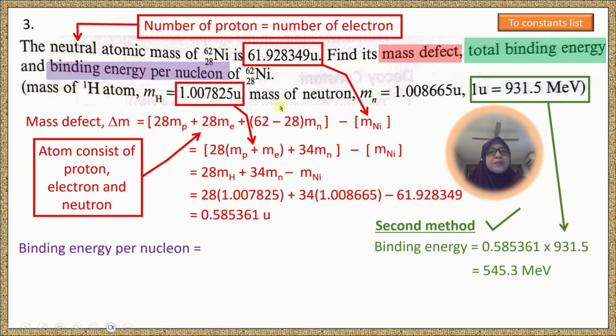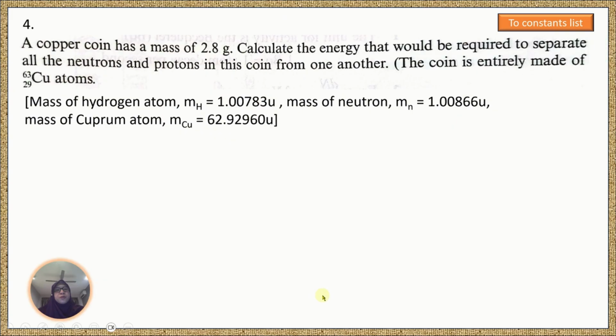So the binding energy per nucleon, this one is for one nucleon. So per nucleon will be 545.3 divided by 62. 62 is the number of nucleons, from the symbol of nickel here. So the number of nucleons is 62. So you get the answer 8.795 mega electron volt per nucleon. So this is the binding energy per nucleon.